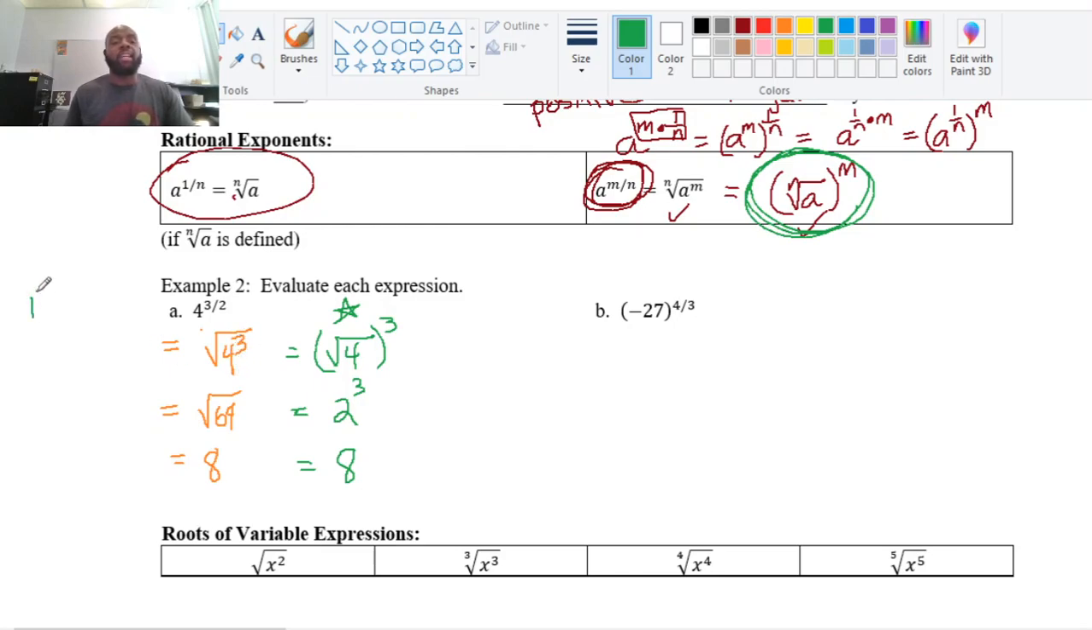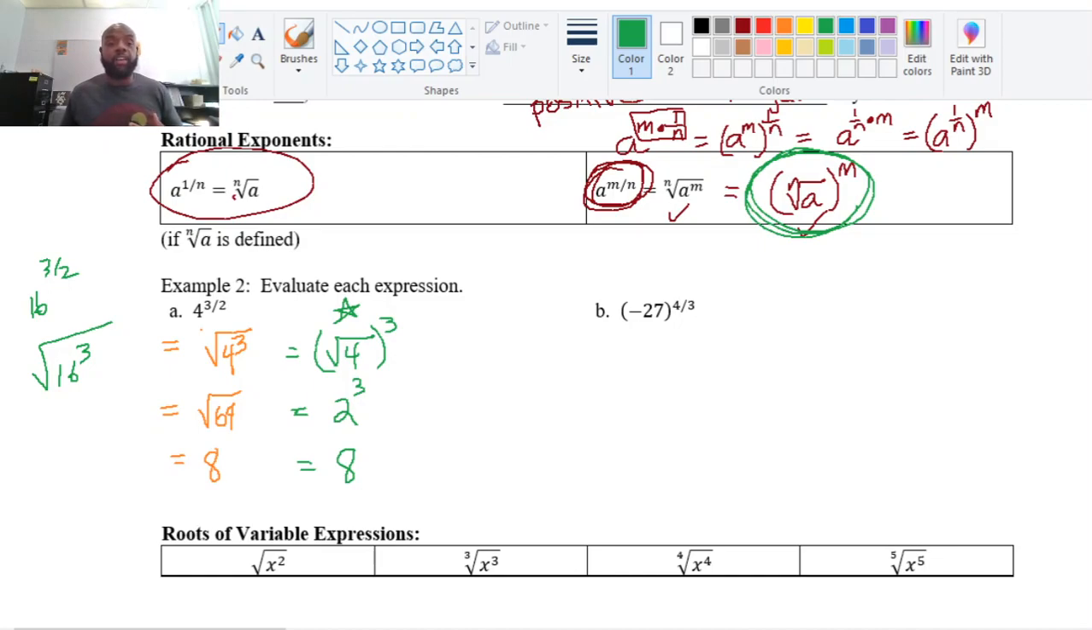So if I had something like 16 to the 3/2, well, if I did it this way, I've got to figure out what 16 to the 3rd power is. I wonder if you guys can see that. The square root of 16 to the 3rd power, I first have to see what 16 to the third power is, right? And in this class, I don't have a calculator, right? And so I don't want to necessarily do it this way.